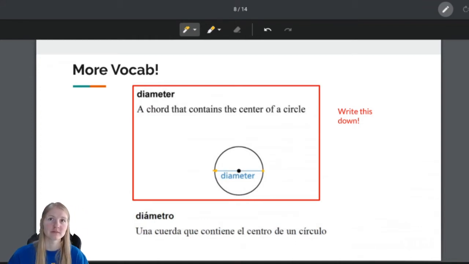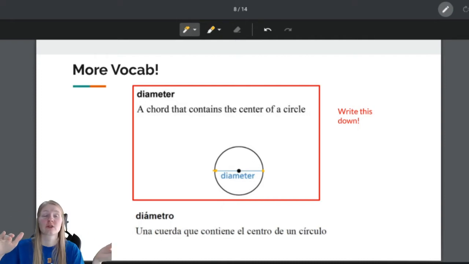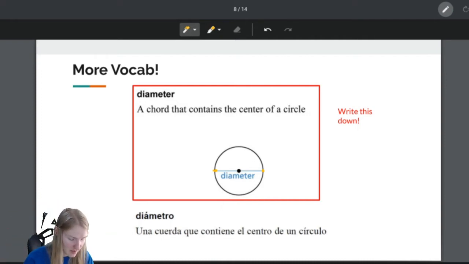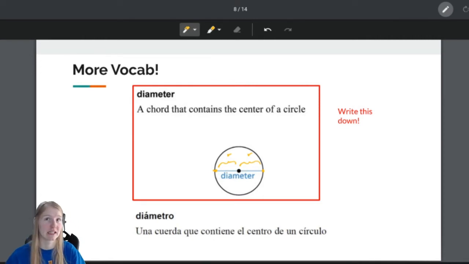So, a diameter is just a segment from one side of the circle to the other side. Right? Circles don't have sides, but we go through the center, perfectly through the center. So this diameter is actually 2 of the radiuses, the radii, plural of radius is radii, put together. So the official definition is a chord that contains the center of the circle. If your segment does not go through the center of your circle, it's not a diameter.